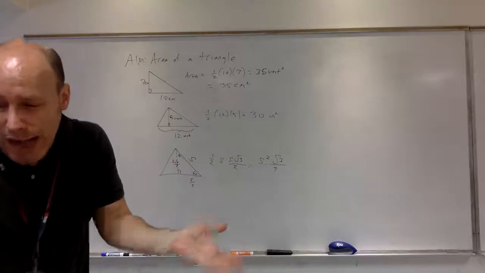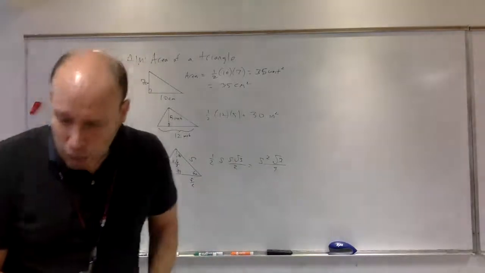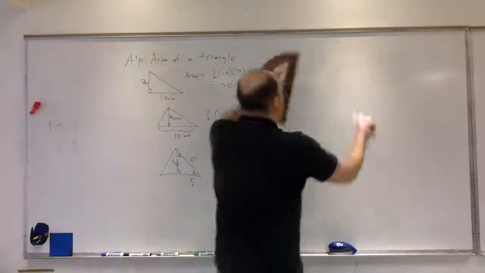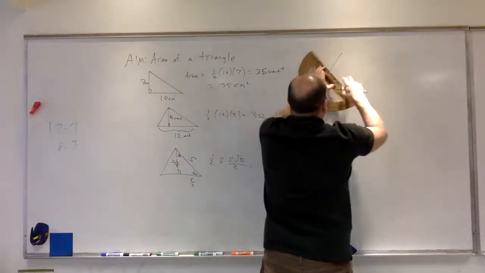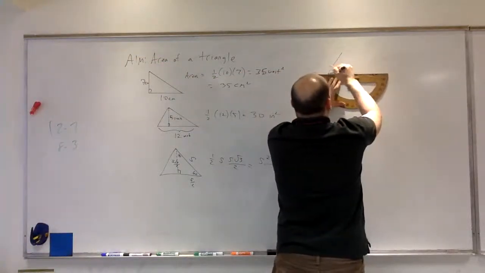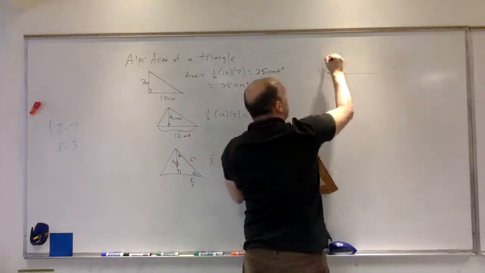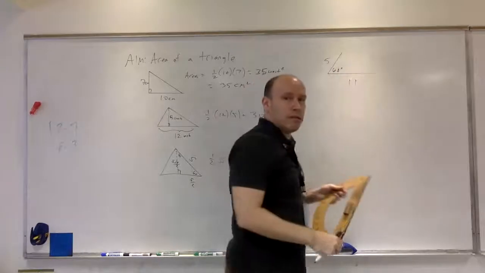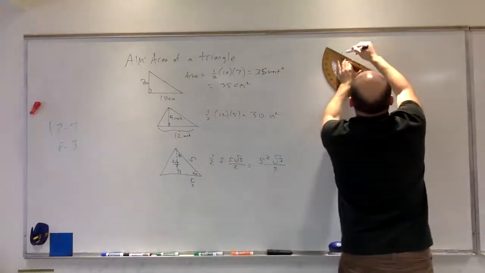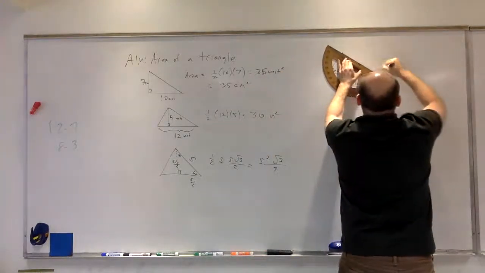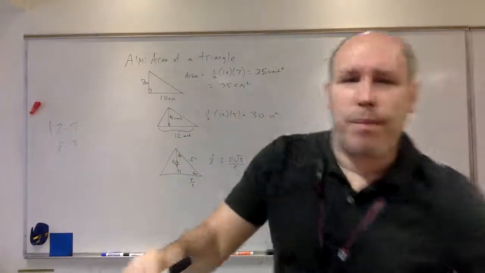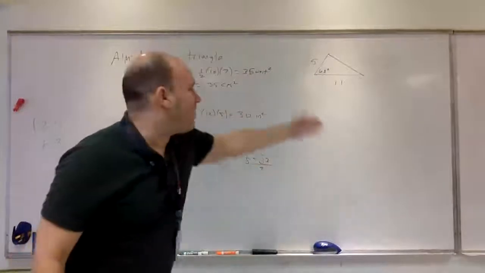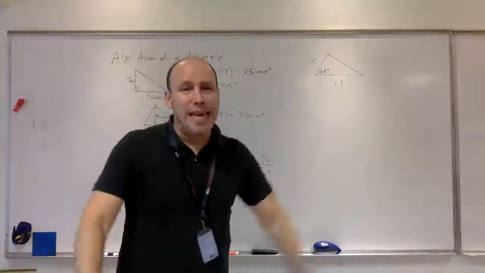But what if I don't have an equilateral triangle? What if I have something like this? How about we have this triangle, and I'm telling you that this side is 5, this side is 11, and this angle is 68 degrees. How do I find the area of that triangle? My computer's a little crooked, sorry about that. Where do I even begin?